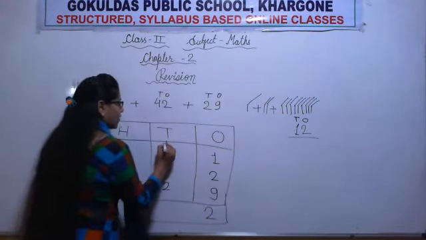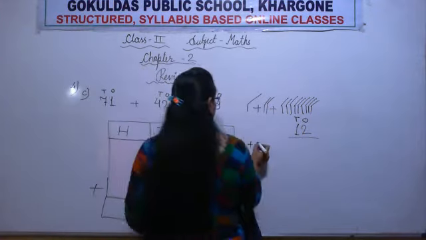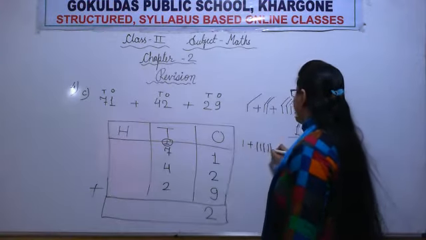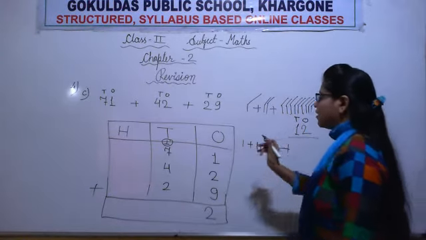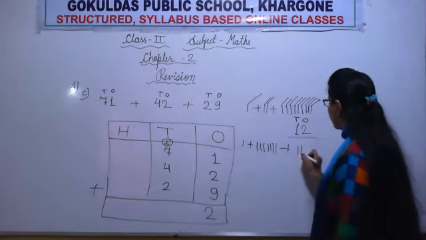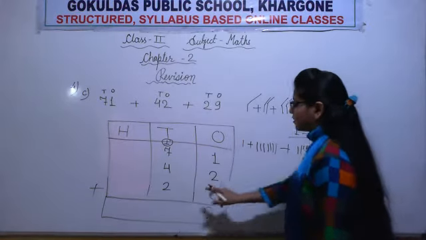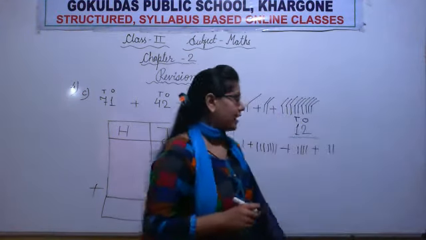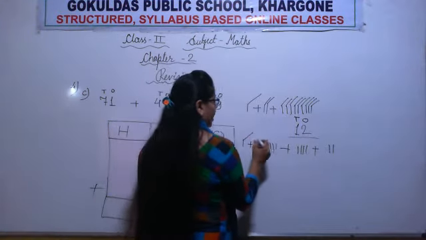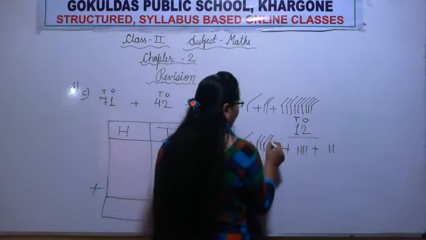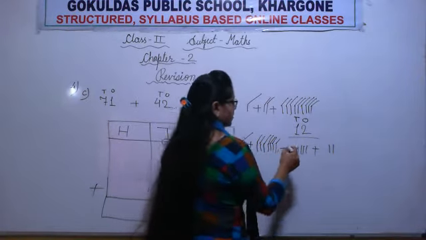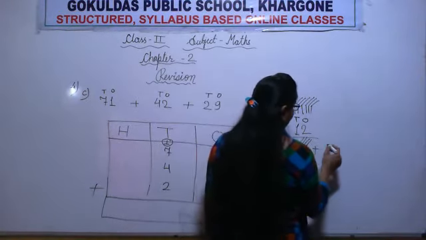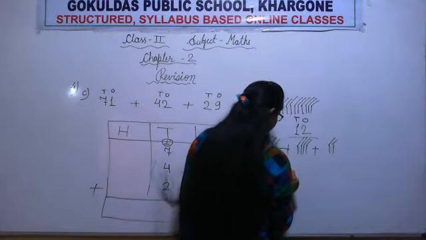Now it's time for the tens column. 1 is tick for this one. Now 7. So 1, 2, 3, 4, 5, 6, 7. Now number 4. So we will draw 4 sticks. Now number 2. So we will draw 2 sticks. Now let's add them all. 1, 2, 3, 4, 5, 6, 7, 8, 9, 10, 11, 12, 13 and 14.